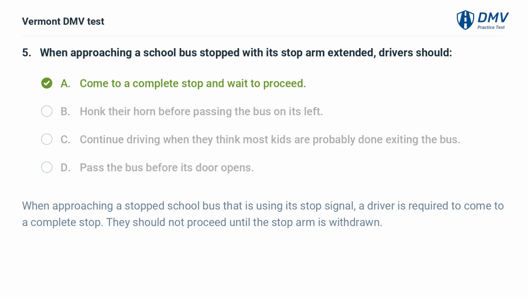When approaching a stopped school bus that is using its stop signal, a driver is required to come to a complete stop. They should not proceed until the stop arm is withdrawn.